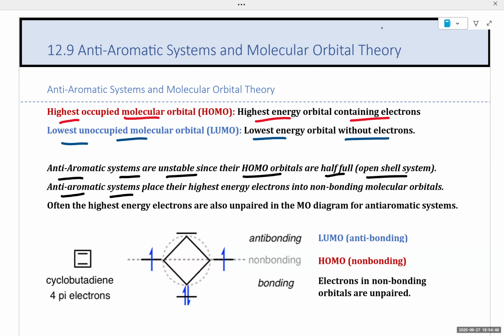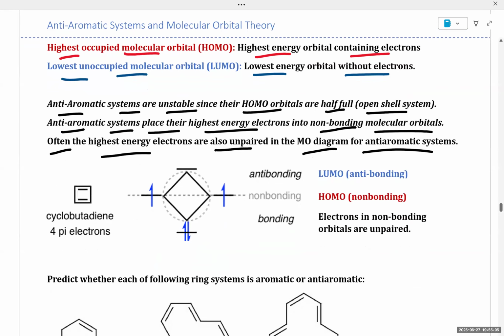Further, antiaromatic systems place their highest energy electrons into non-bonding molecular orbitals. Often, these highest energy electrons are also unpaired in the MO diagram for antiaromatic systems. So, because of this so-called open shell arrangement, antiaromatic systems are particularly unstable because they have half-filled, partially occupied, non-bonding molecular orbitals.